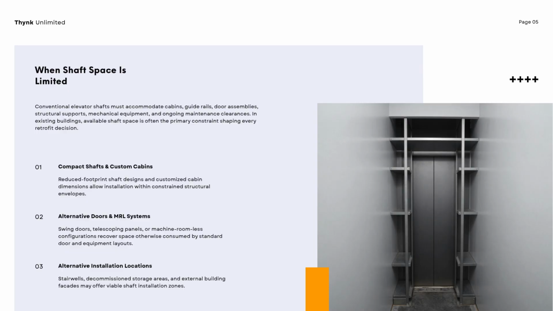Low overhead clearance can create a similar problem at the top floor. Older buildings may not have enough space above the highest landing for a conventional elevator configuration. Machine room-less systems or specially configured traction elevators can sometimes help reduce overhead requirements. But the available dimensions should always be measured carefully before final equipment selection.